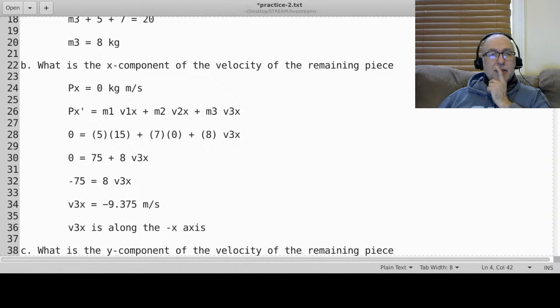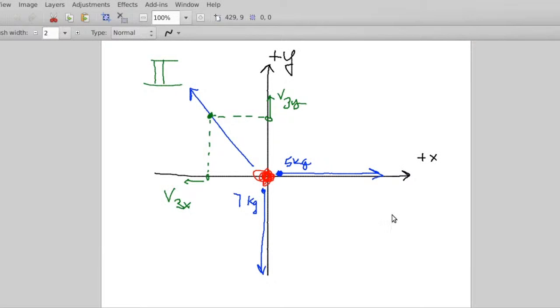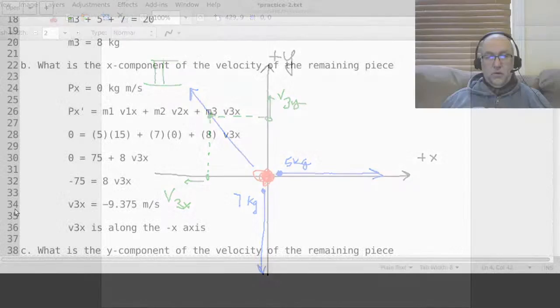If you go back to the diagram, let's do that very quickly here. Switch back there. Go back to the diagram. You see that the 5 kilogram has a component only along the x direction and nothing along the y direction. The 7 kilogram, on the other hand, has only a component along the y and no component along x. So v2x, the x component of the velocity for the 7 kilogram, will actually be 0.